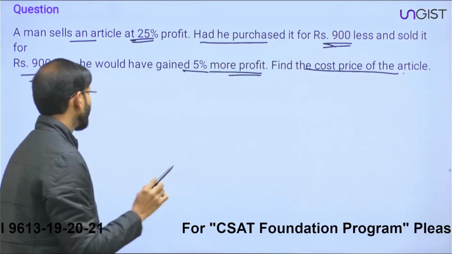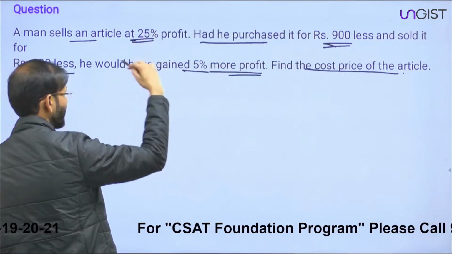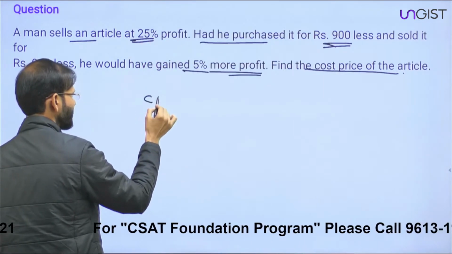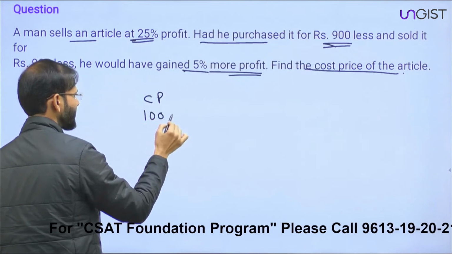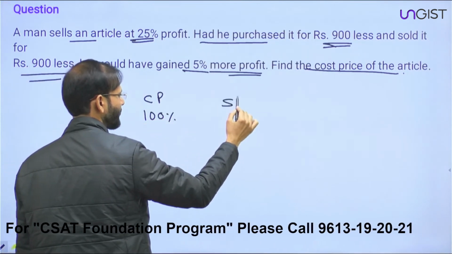Okay guys, क्वेश्चन को ध्यान से समझिए। लिखा हुआ है a man sells an article at 25% profit. So this is CP.